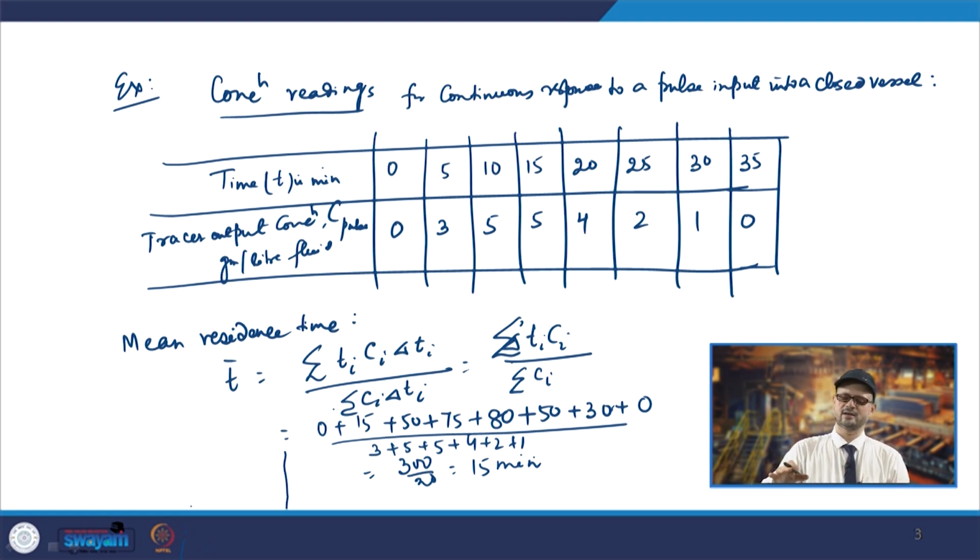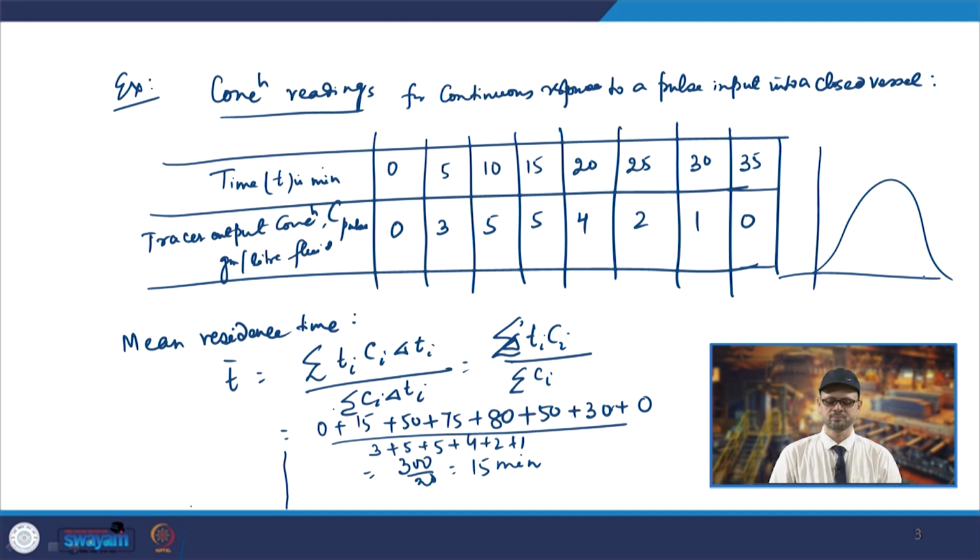And also you can plot the RTD. So at 0 it is 0, then at 5 you will have 3. So you can have that value also, and you will get some similar kind of curve. At the different times you will have the values coming, and this way you can have the plot of the RTD curve.